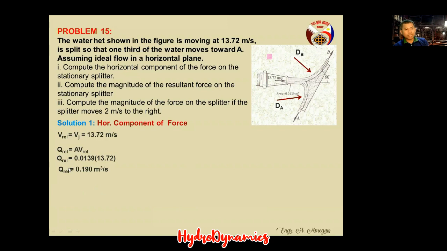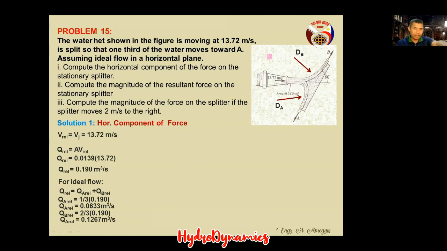Di ba? Tapos sabi, 1/3 daw towards A. So 2/3 yung nasa B. Okay? So Q relative is area, okay, A at saka B. Ang total niyan is 0.19. So 1/3 of 0.19 is 0.06. So 2/3 is nung sa B, 0.19. So that is 0.12. So nahiwalay yung amount of water.